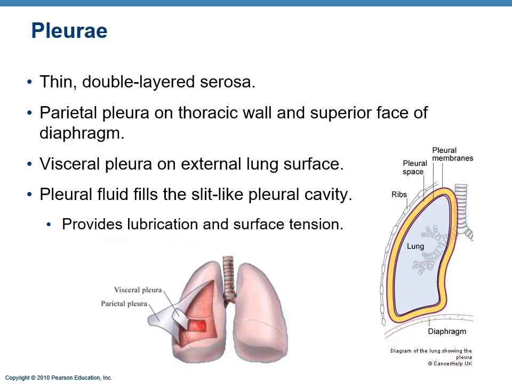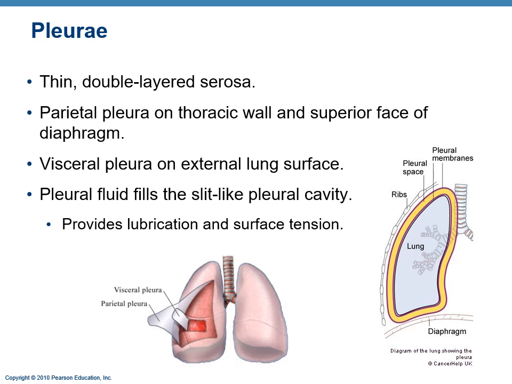Pleurae are thin, double-layered serosal membranes. The parietal pleura, remember parietal always means on a wall, on a body wall, are on the thoracic wall and the superior face of the diaphragm. And then the visceral pleura, visceral literally means organ. So this is the layer that's literally sitting on the external lung surface. And then between the parietal and visceral pleura, there's pleural fluid. And it fills the little slit-like pleural cavity and provides lubrication and surface tension.